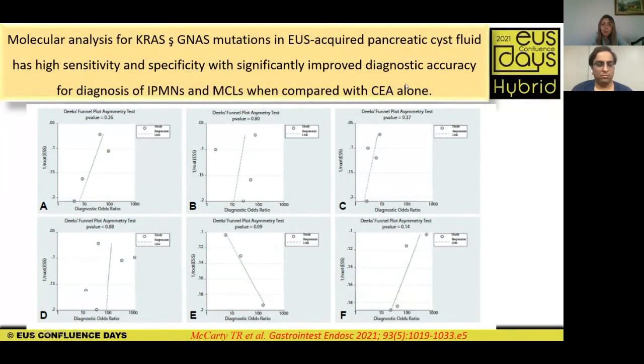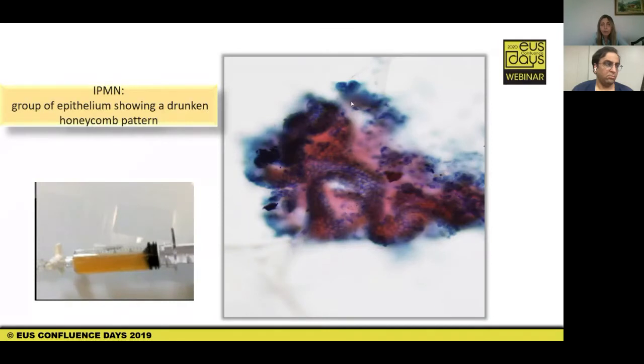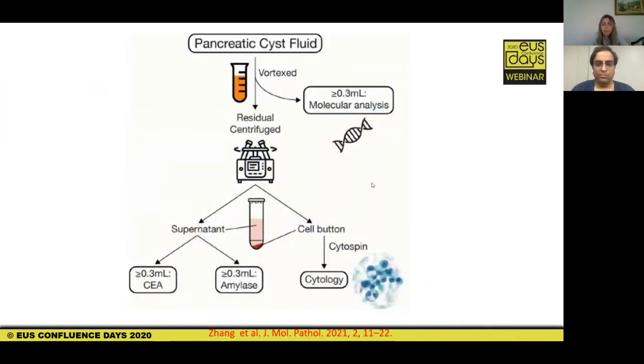For pancreatic cystic lesions, molecular analysis for KRAS and GNAS mutations also has high sensitivity and specificity, with significantly improved diagnostic accuracy for diagnosis of IPMN and mucinous lesions when compared with CEA alone. In this case, you see a group of epithelium showing a drunken honeycomb pattern, but we are not so lucky in every case. For pancreatic cystic fluid, we should do molecular analysis and biochemical analysis, and then put our sample in liquid-based medium, so we can analyze the cytology.